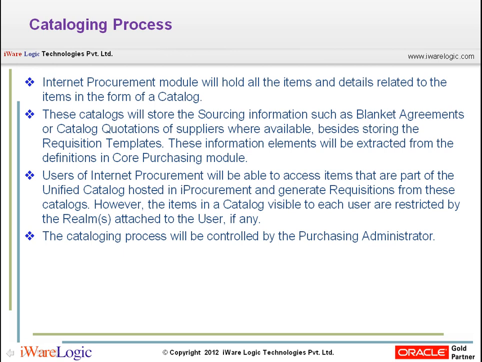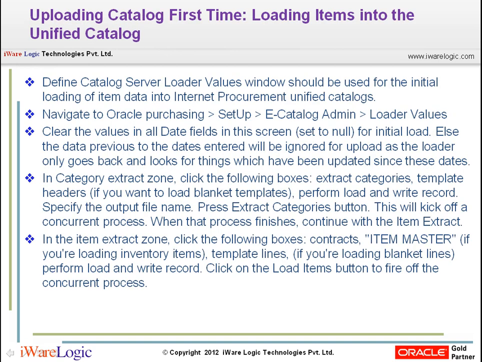The cataloging process will be controlled by the purchasing administrator. For cataloging, we need to upload the catalog the first time. We need to load the items into the unified catalog. For that, we need to define the catalog server loader values, which will be used for the initial loading of the item data into iProcurement Unified Catalogs.